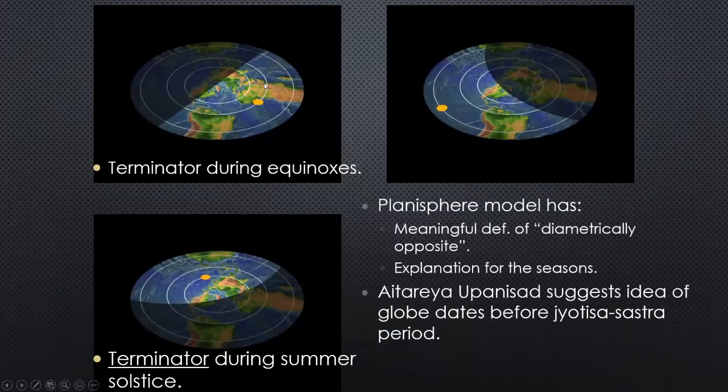We looked at also the terminator, which is this big, sharp edge between the day and the night, and how it changes during the equinoxes and during the summer solstices.